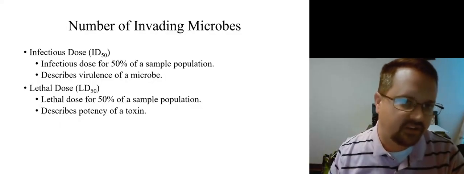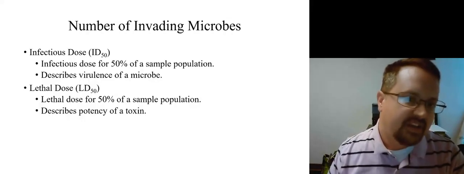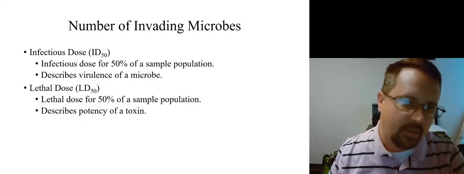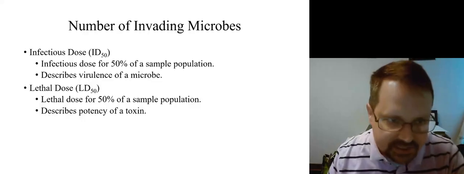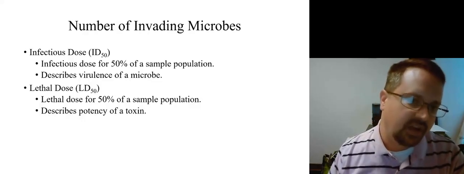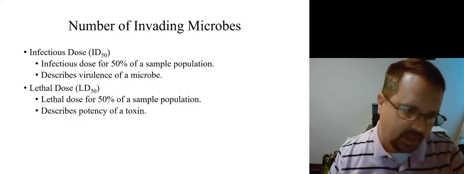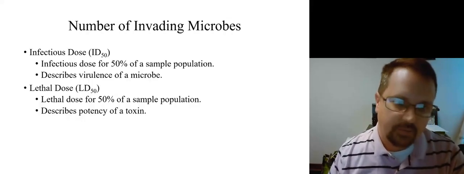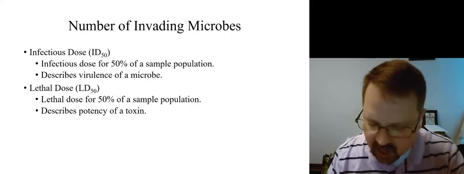Now, I want to talk about the infectious dose and the lethal dose. What we call the infectious dose, the ID50, is the infectious dose for 50% of a sample population, and it describes the virulence. And the lethal dose is the lethal dose for 50% of a sample population. That describes potency, like of a toxin or something.